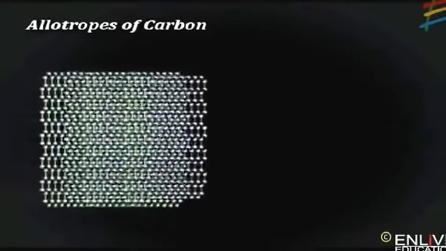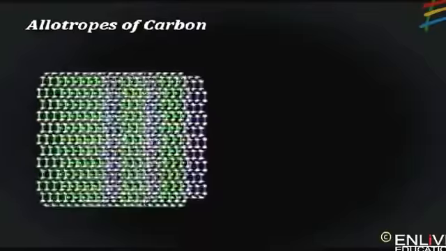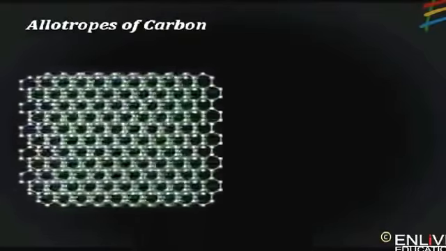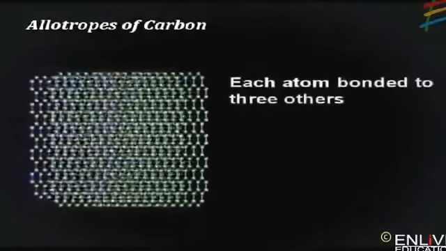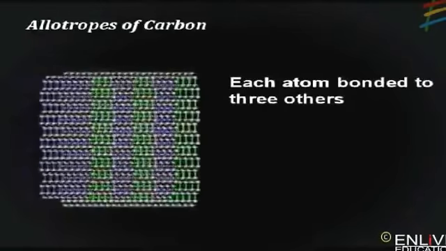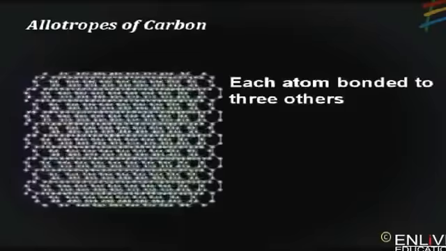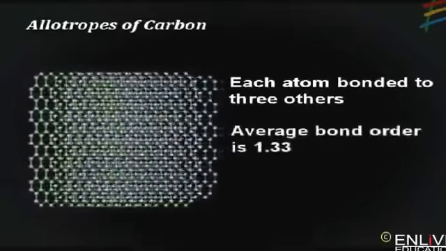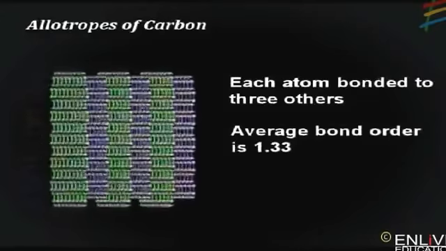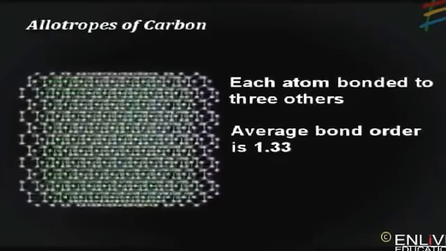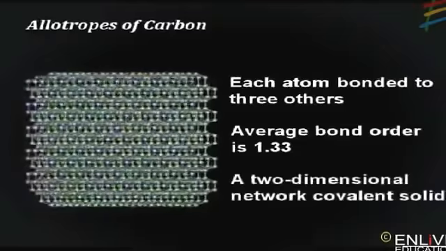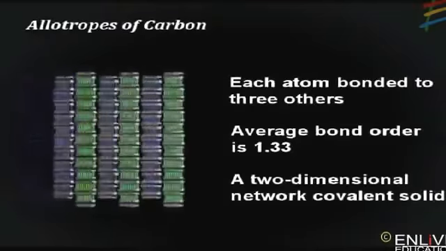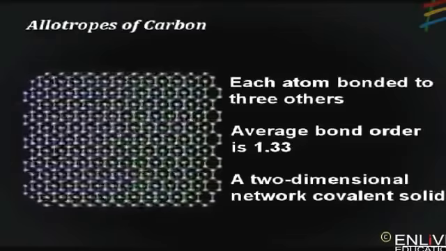Graphite. Graphite consists of infinite 2-dimensional layers of carbon atoms bonded into 6-membered rings. Each carbon atom is bonded to 3 others by 1 double and 2 single bonds. Average bond order is 1.33. There is no chemical bonding in between these layers. That is, graphite is a 2-dimensional network covalent solid.